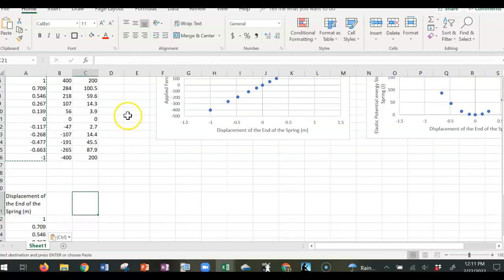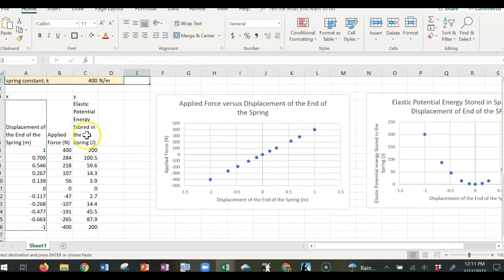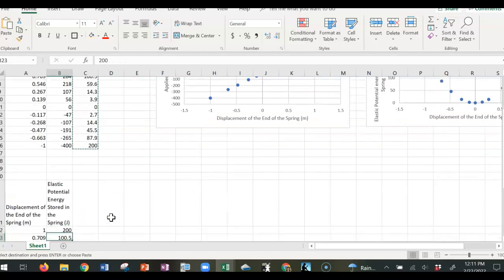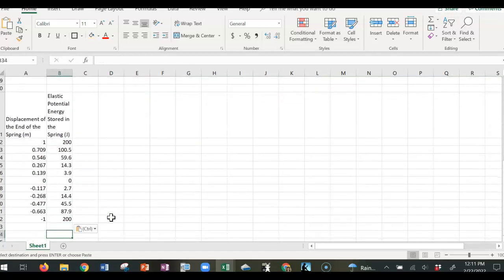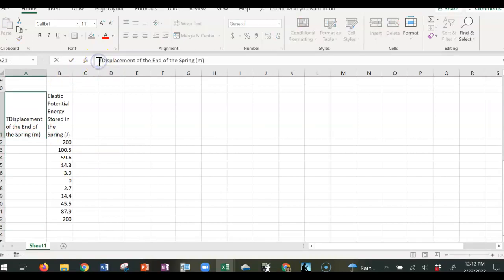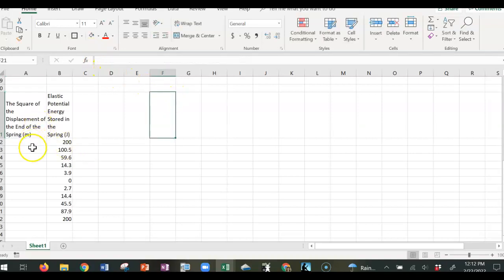That's the displacement of the end of the spring. And then up here, I'm also going to copy the column for the elastic potential energy. Those are the two things that we graphed to get that curved graph. In order to make this linear, I need to transform and make this not the displacement of the end of the spring, but the square of the displacement of the end of the spring. It's going to be delta x squared. I'm not going to do anything to the elastic potential energy.